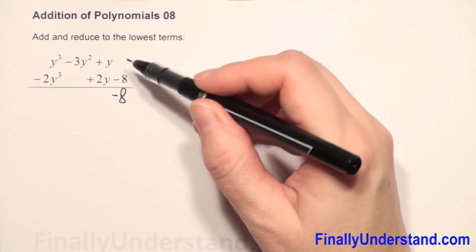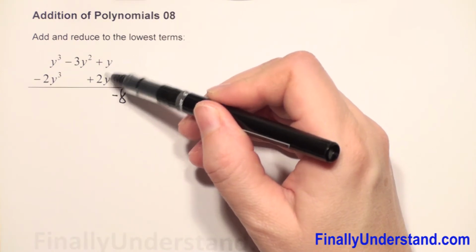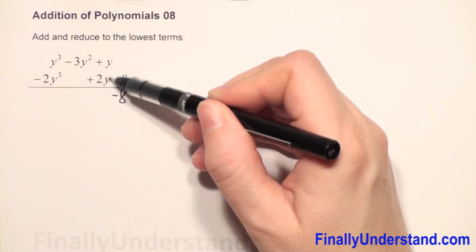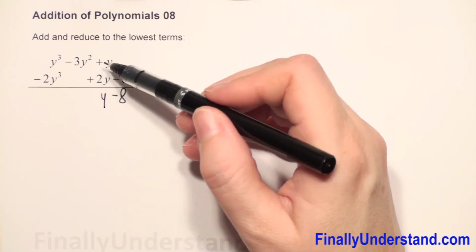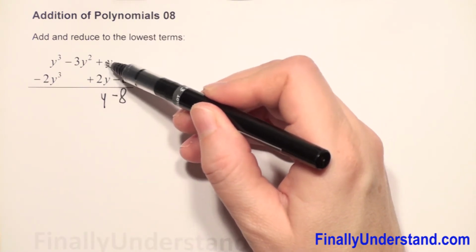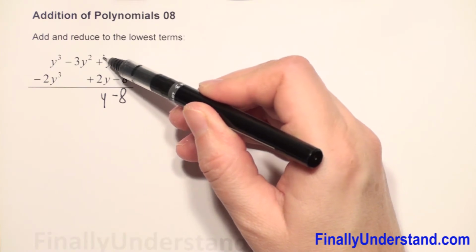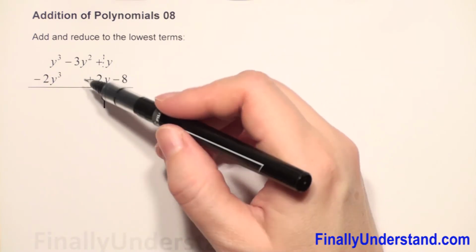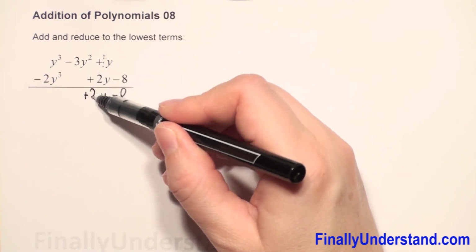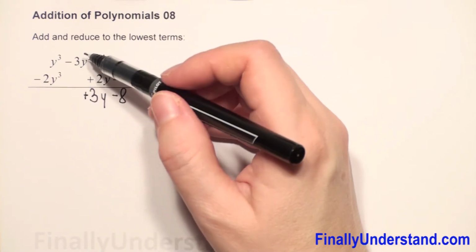We have to copy. Next, we have y and 2y. So we have the same variable, so we copy the variable, and we have to add the coefficients. If we don't have a coefficient, it's always an invisible 1. So we have 1 plus 2, which is 3, positive 3. Next, we are going to the next variable.